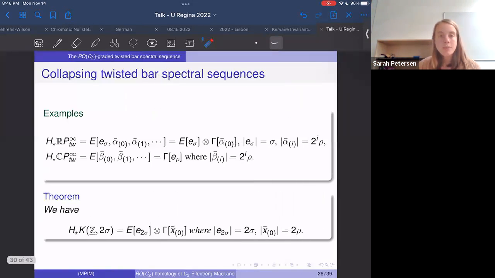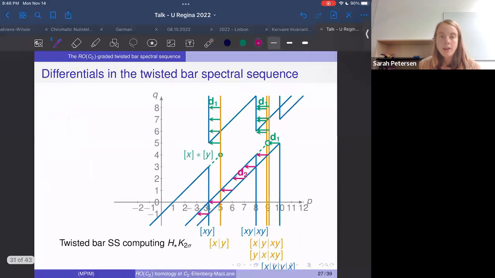There are some other examples in which the twisted bar spectral sequence does collapse. We did the homology of twisted RP infinity, it also collapses for twisted CP infinity, and also for KZ2 sigma, which is the same thing as applying B sigma to S sigma. So from there, we might hope to continue computing with the twisted bar spectral sequence, but this turns out to be quite difficult.